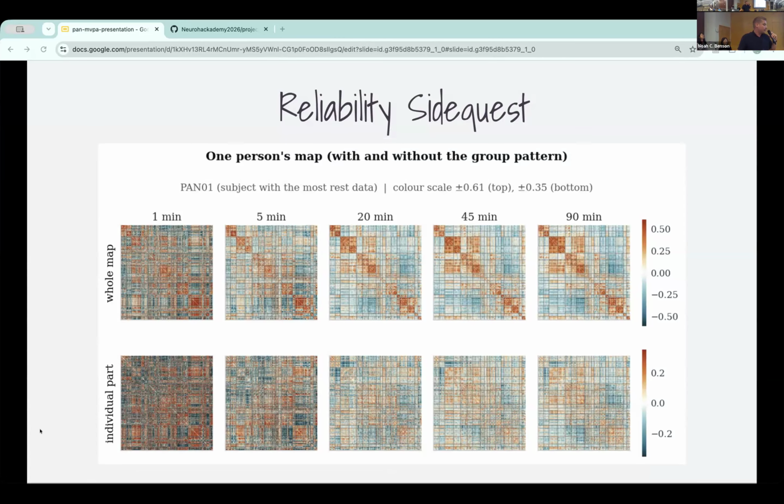Lastly is a different view of the same process, for subject number 1, which was the subject with the most rest data. The top plot is the whole map, where we start with 1 minute of scan time, then 5 minutes, 20 minutes, 45 minutes, and 90 minutes, seeing how the covariance matrix evolves as we add more data. The bottom one removes the average brain using the 9 other brains.